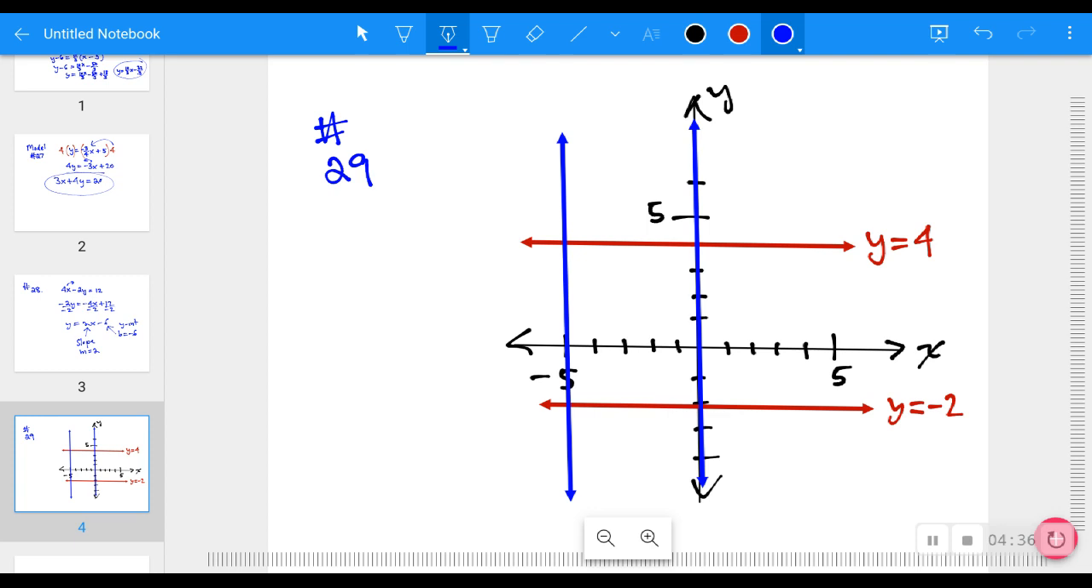The vertical lines are always x equals. So x equals negative 5. And then it's a little hard to see, but there's a blue line there on top of the y-axis, and that's x equals 0. So any horizontal line, you put y equals, and then wherever it crosses. And any vertical line, you put x equals. And that takes us all the way through problem 29.